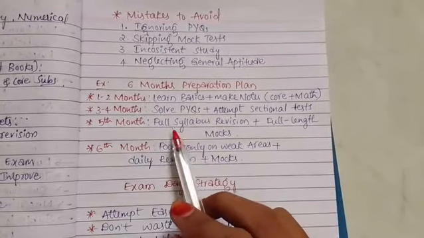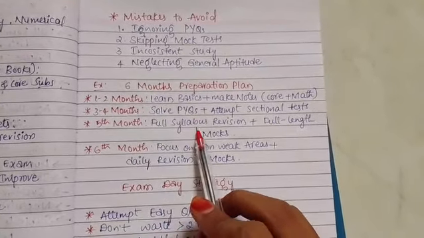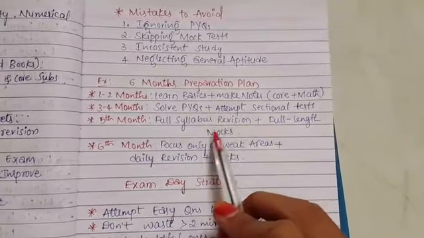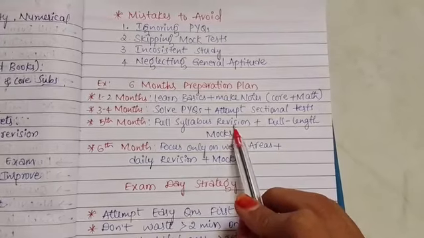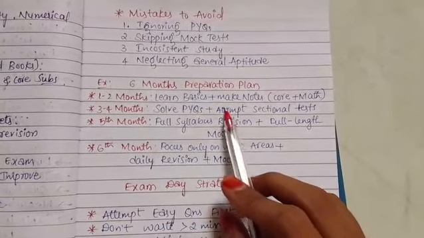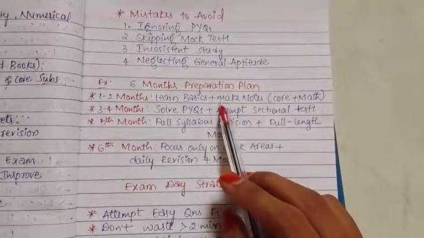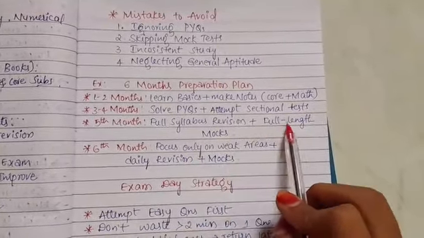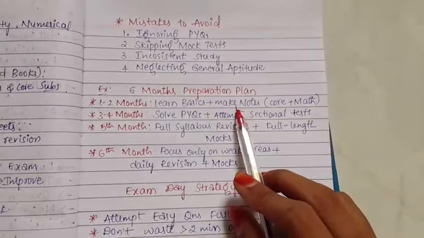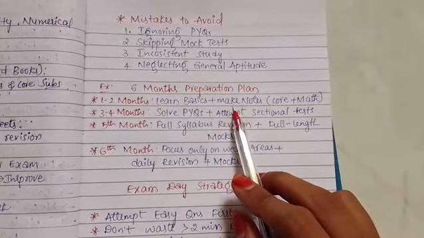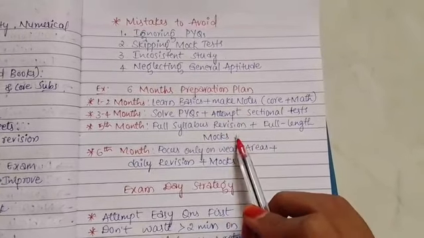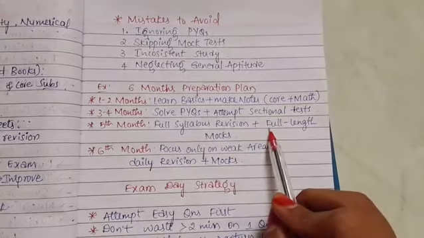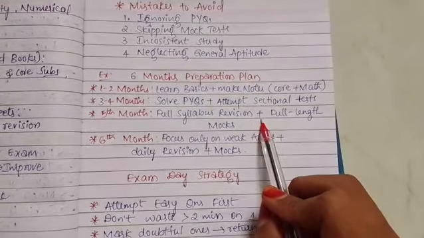And in the fifth month, you have to do the full syllabus revision. Whatever you have studied in the 4 months, you have to revise. Start the revision from here. You have to revise daily whatever you study. That is different. This is full syllabus revision and full length mocks. In the starting, you have to take at least 20 to 30 minutes mocks, and later on you have to increase the timings. Full length mocks you have to take.